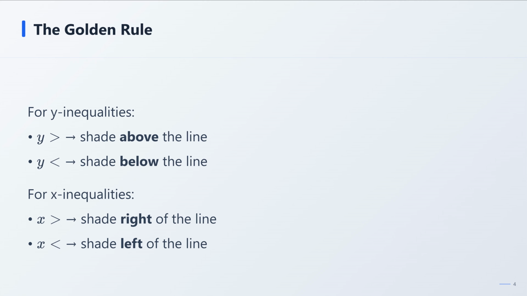Here's the golden rule. If you have y greater than something, you need y to be bigger, which means you go up, so you shade above the line. If you have y less than something, y needs to be smaller, which means you go down, shade below the line. The same logic applies to x. X greater than means go right. X less than means go left. It's that simple.